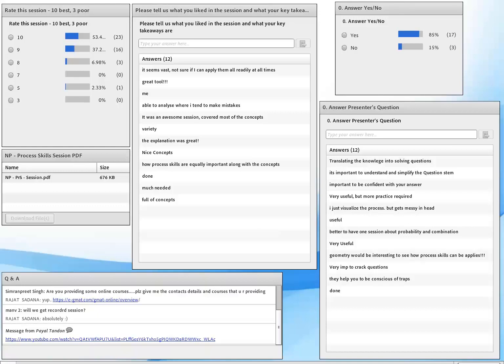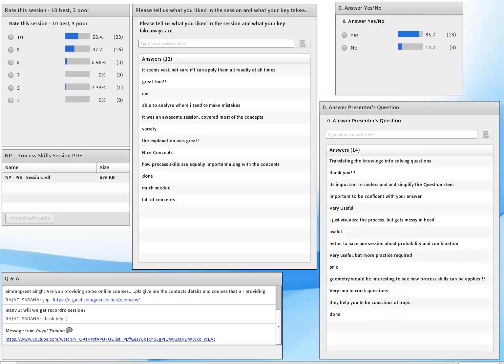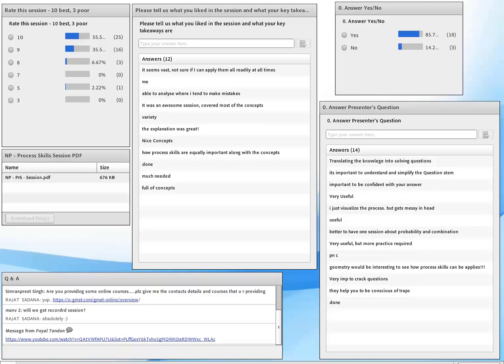Geometry would be interesting to see how process skills can be applied. Absolutely, and I'll see if we can do a similar session on geometry process skills. Good luck, all of you. Thank you for sustaining through this excruciatingly long session, but I'm sure it was well worth your time, and that you will be able to apply this and get to the next level on your quant. All right, thank you.